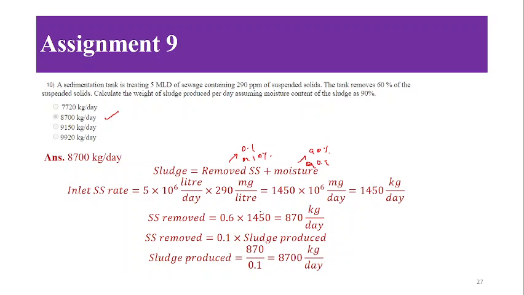So the suspended solid removed. It tells us that 60% of the suspended solids are removed. So that will be 0.6 into 1450, which gives us 870 kg per day. And the SS removed are basically 0.1 into the sludge produced. So from here we find out the sludge produced, which is 870 upon 0.1, which is 8700 kg per day.